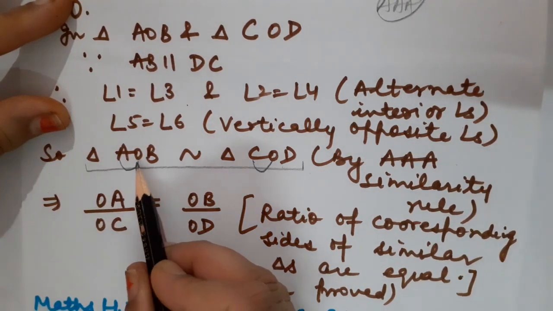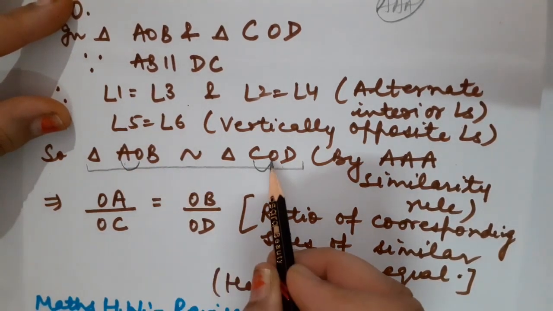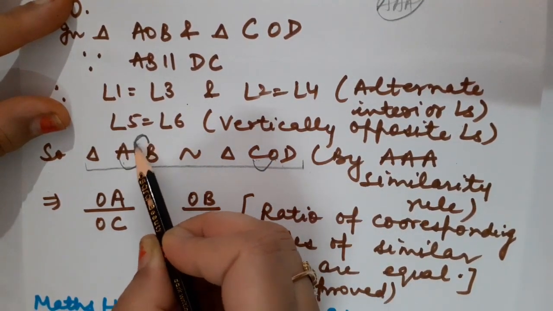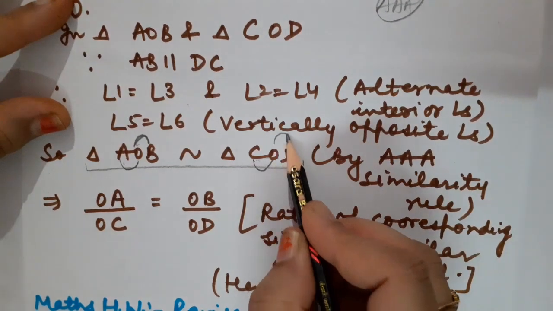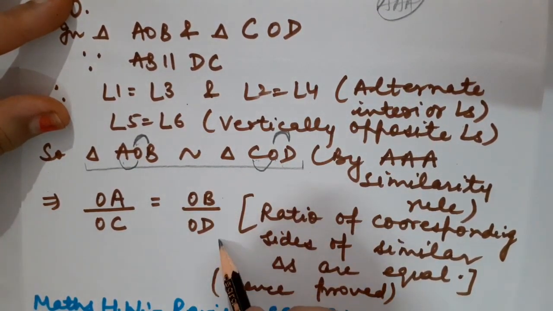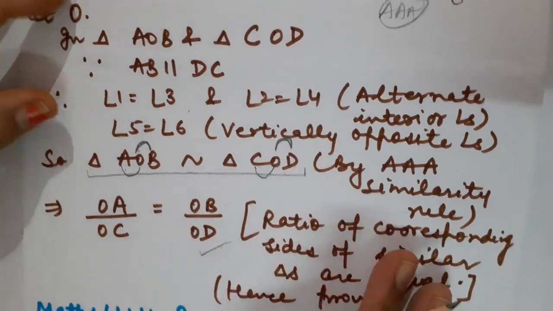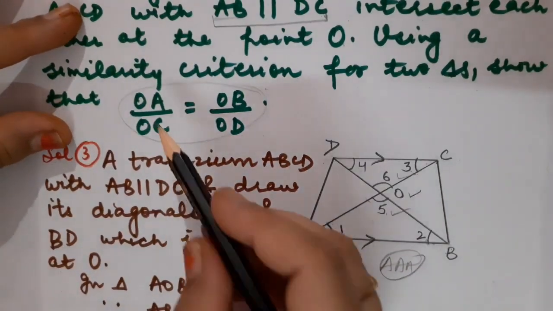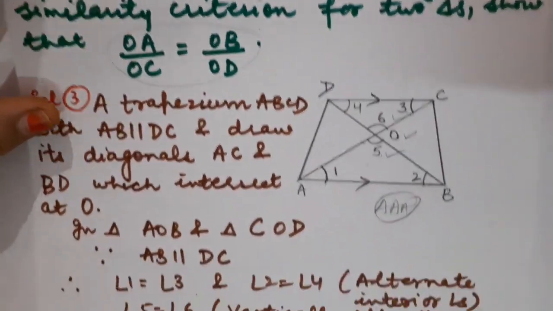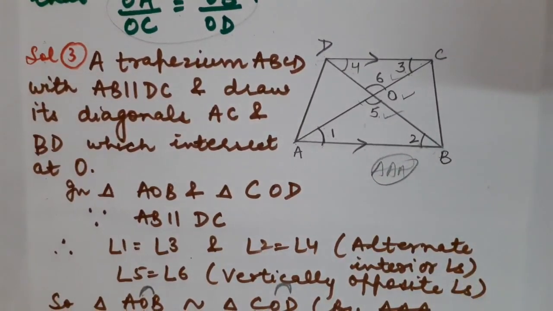Okay. So it should be equal to OA upon OC. If I am going to take here OB, like this I am taking, so here also I have to take OD. So this is OB upon OD. Hence proved. Look, the same thing we wanted to prove: OA upon OC is equal to OB upon OD. Understood, children? So that's it for the day.